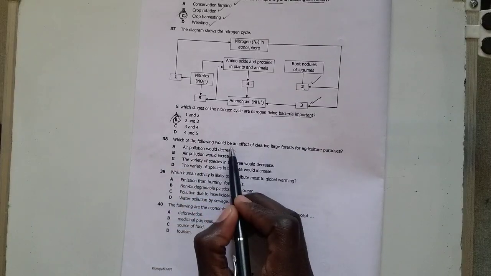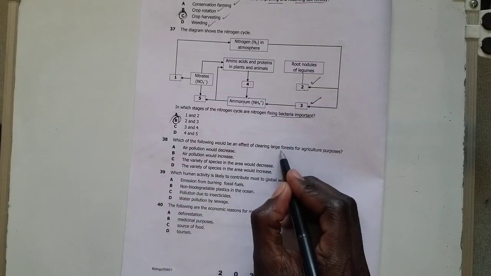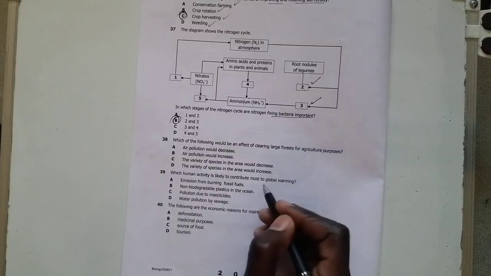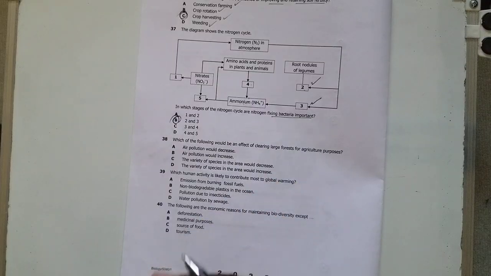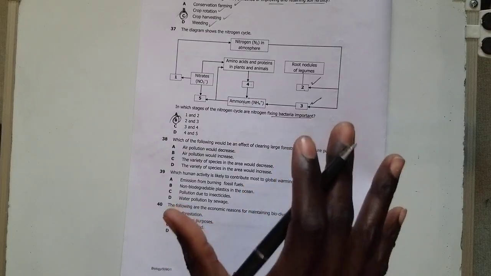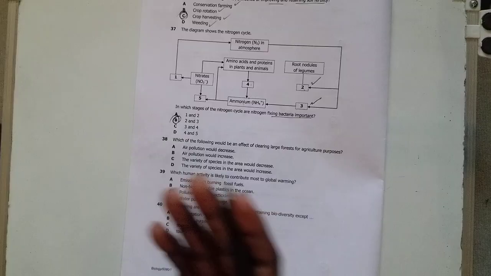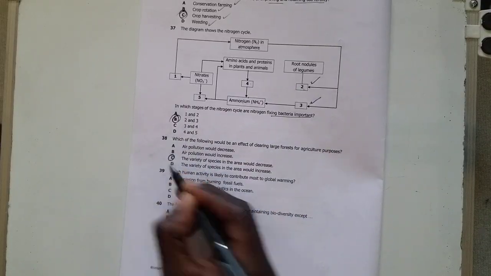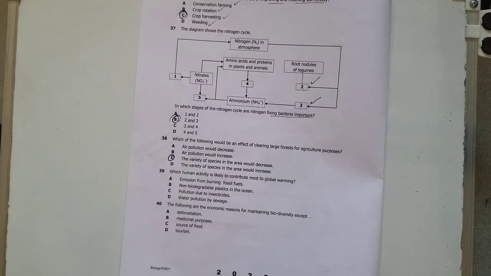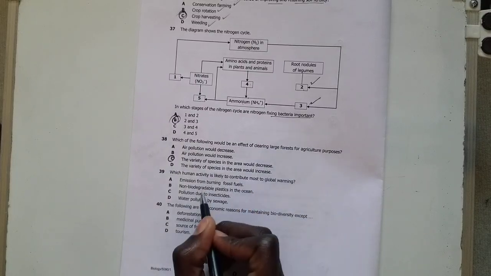Which of the following would be an effect of clearing large forests for agricultural purposes? When you clear a large forest, of course, that may contribute to soil erosion, but also a lot of species in the area will decrease, because they'll either get extinct or they'll move away. So C is the best option. The variety of species in the area would actually decrease.